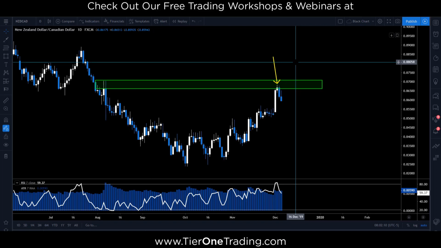And we followed it up with an engulfing candle. This is our classic 3BR, 3-bar reversal. Good sign for a reversal.